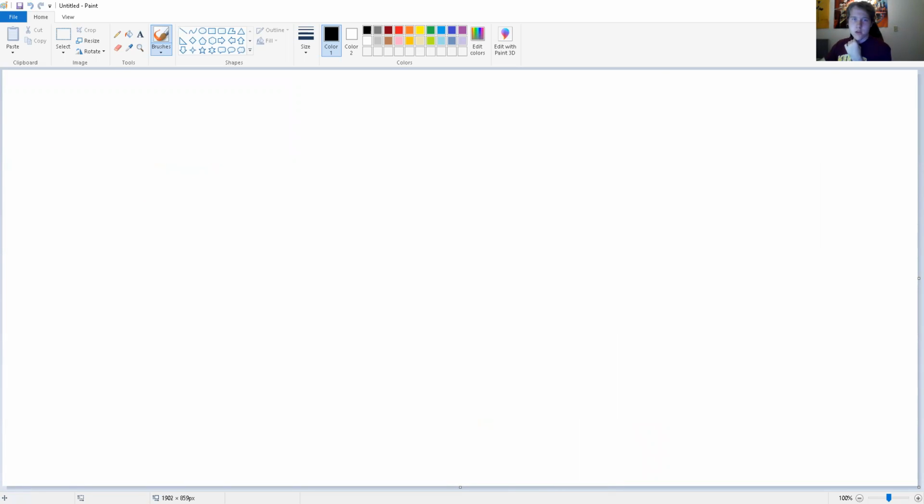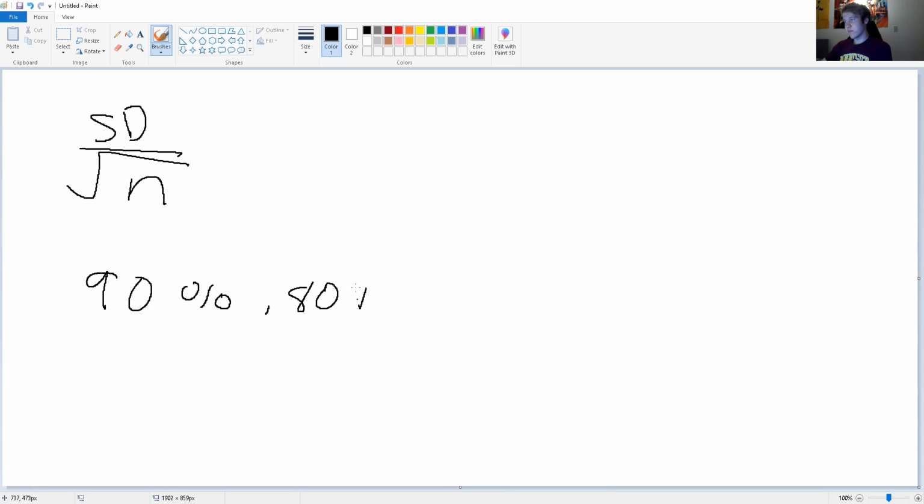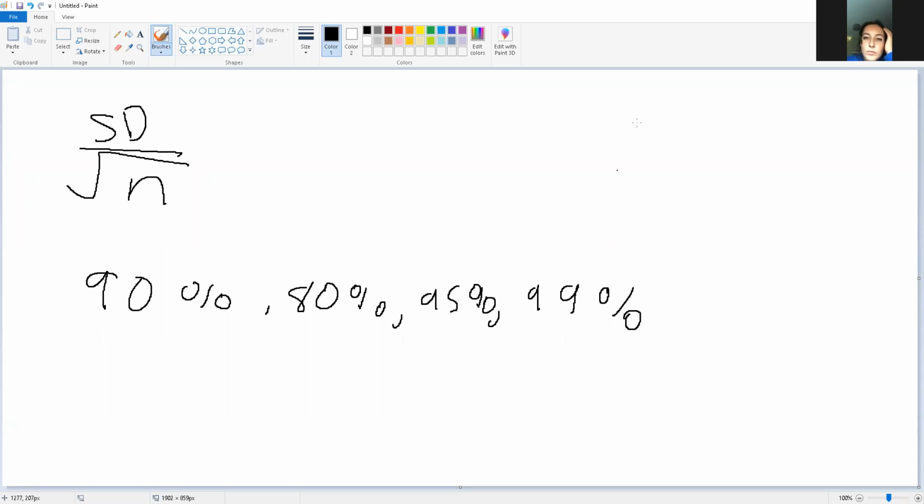So first, confidence intervals. They're fairly simple. Basically, you want to do the standard error type thing first, which is standard deviation over the square root of the sample size. And then you want to know what confidence amount you're using for that interval. It could be like 90%, 80%, 95%, 99%, or so on.